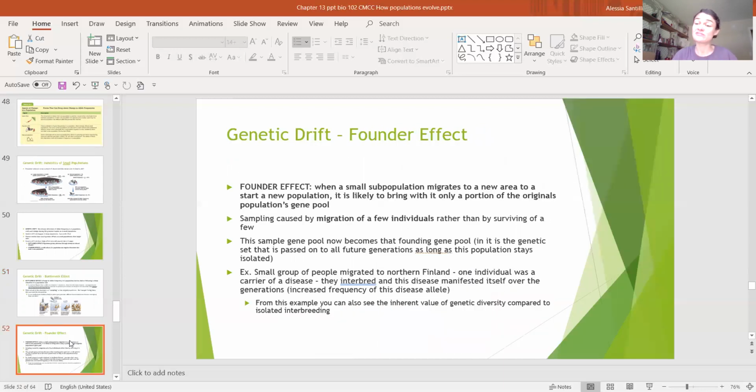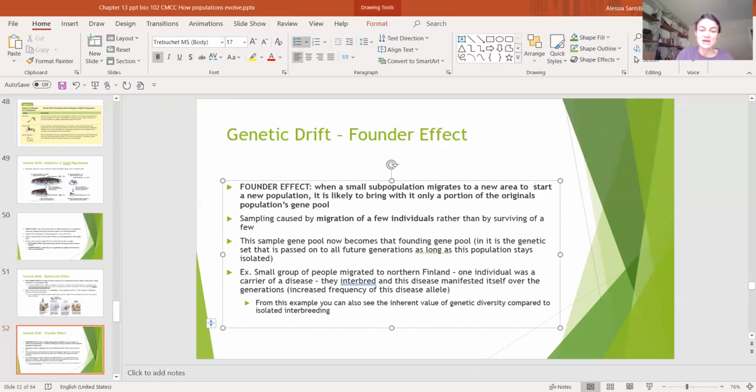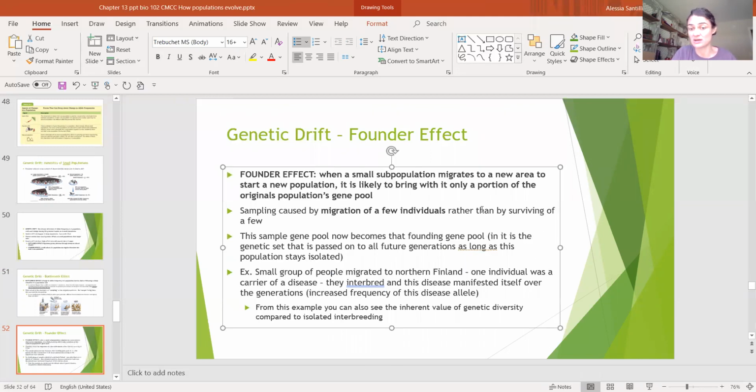We also have the genetic drift founder effect. The founder effect is when, instead of killing off a bunch of individuals in a population, a small group of that population migrates and forms a little colony by themselves. So when a small subpopulation migrates to a new area to start a new population, it is likely to bring with it only a portion of the original population's gene pool. So sampling is caused by the migration of a few individuals rather than by the surviving of a few individuals, which is what we have with the bottleneck. In the bottleneck, you have the surviving of a few individuals. In the founder effect, you have the migration of a few individuals.